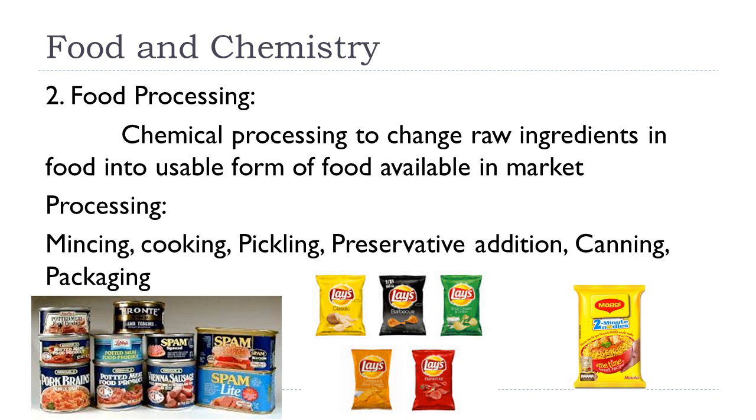What is meant by mincing? Food ingredients are finely divided into uniform pieces. Next one, we will learn cooking, pickling, preservative addition, and canning. What is the meaning of canning? It is a process of preserving food sealed in an airtight container. That is called canning. For example of food processing: sugar industry, fish processing, meat packaging, these are all the food processing industries.